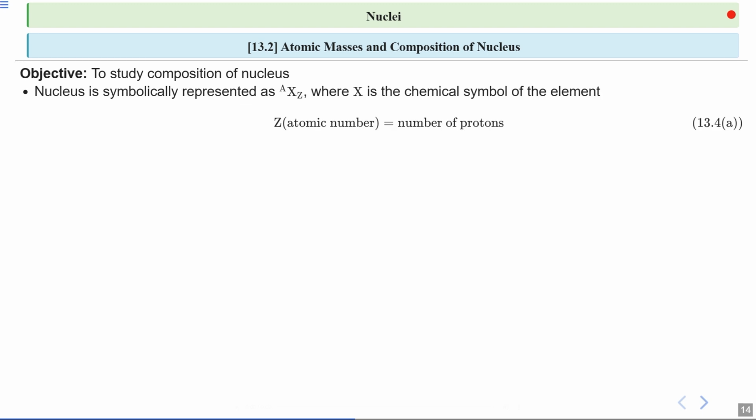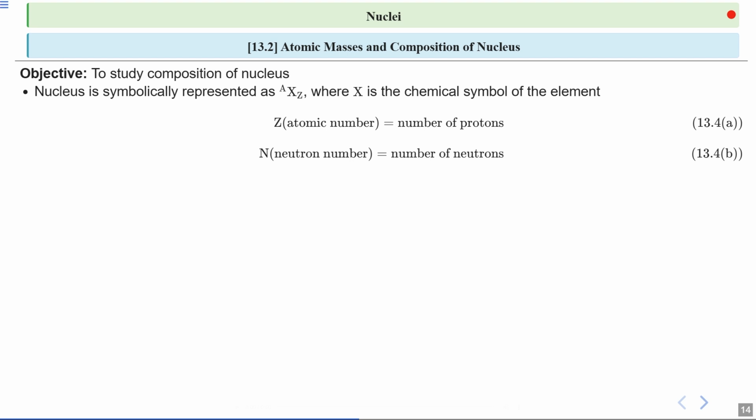Now let's look at how we symbolically represent a nucleus. We use a notation, A X Z, where X is the chemical symbol of the element. Z, called the atomic number, tells about the number of protons in the nucleus. Remember, the number of protons determines which element it is on the periodic table, and Z is always a whole number with no units, and A is the mass number.